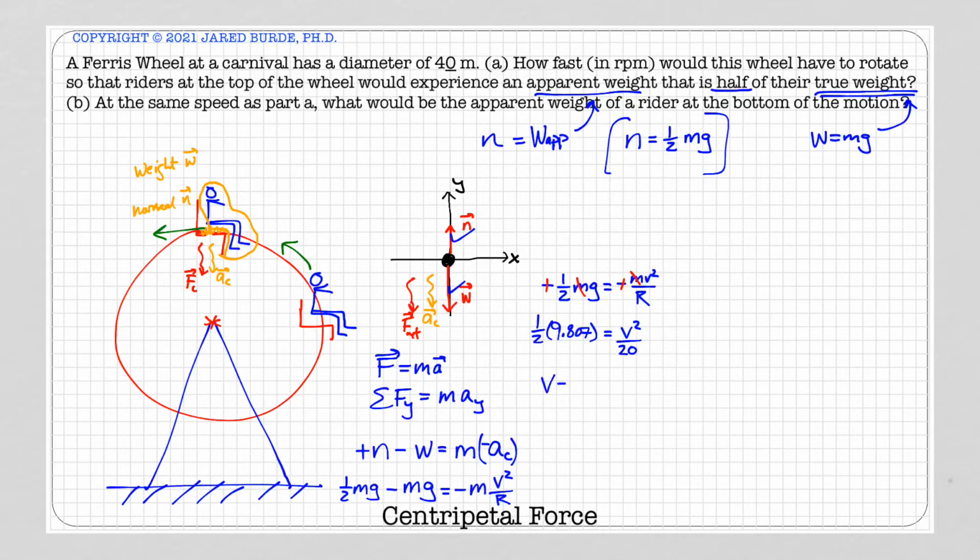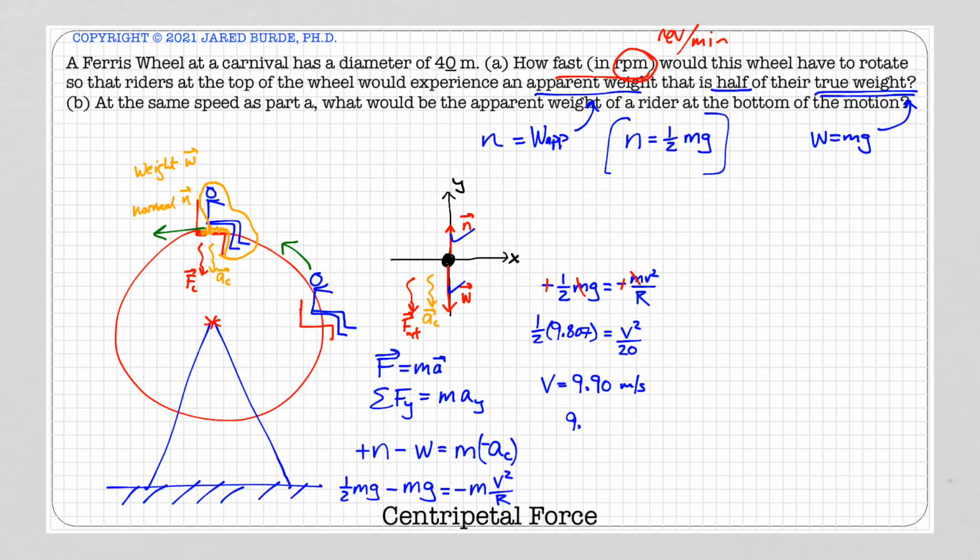If the diameter is 40 meters, the radius is only 20 meters. And I can plug all that in, and I can find that the speed of the person must be 9.90 meters per second. So that's the speed of the person as they go around. One of the things that we want to convert, though, is we are asked for how fast in RPM. So RPM is revolutions per minute. So that's also a sense of speed, but we need to convert here.